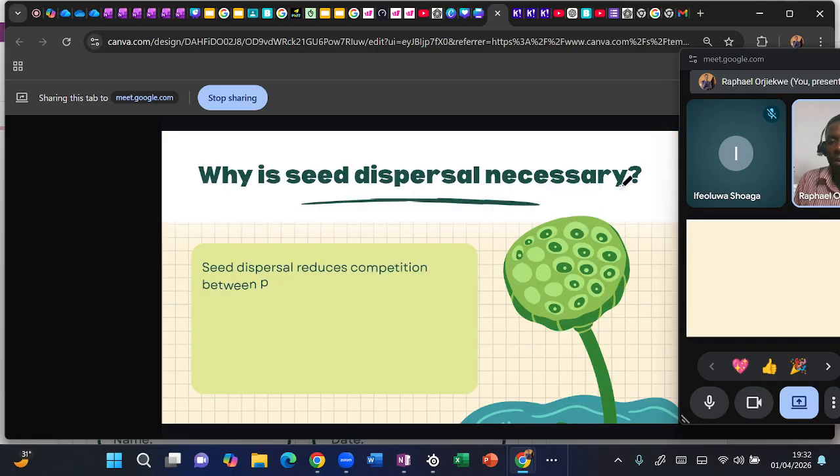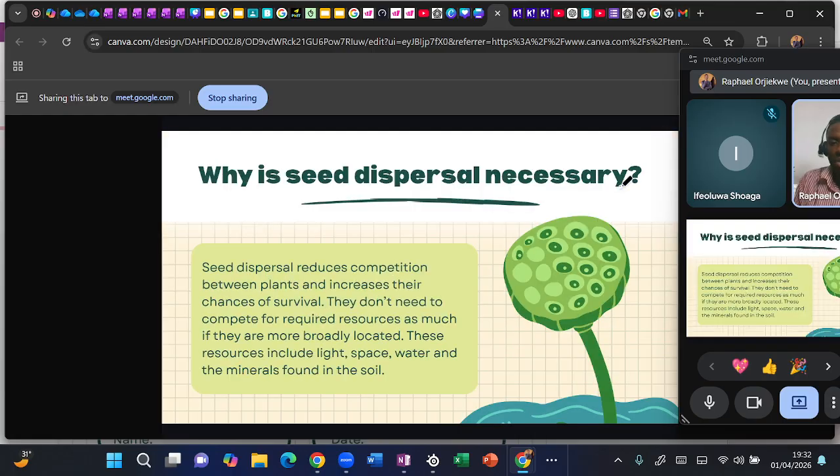And let's see why this is necessary. Plants need space to grow. They don't want to compete with themselves for resources. If they are overcrowded, they will die. If you see an overcrowded place, check the soil. If the roots are not well spaced, they are competing for water and for nutrients in the soil.